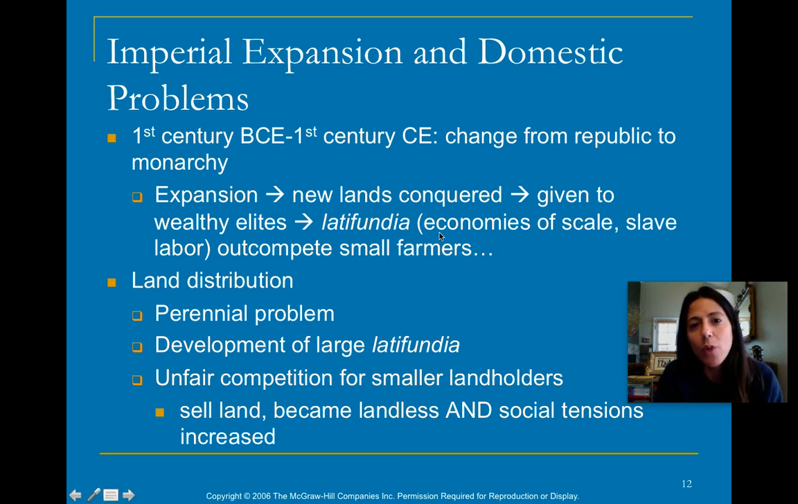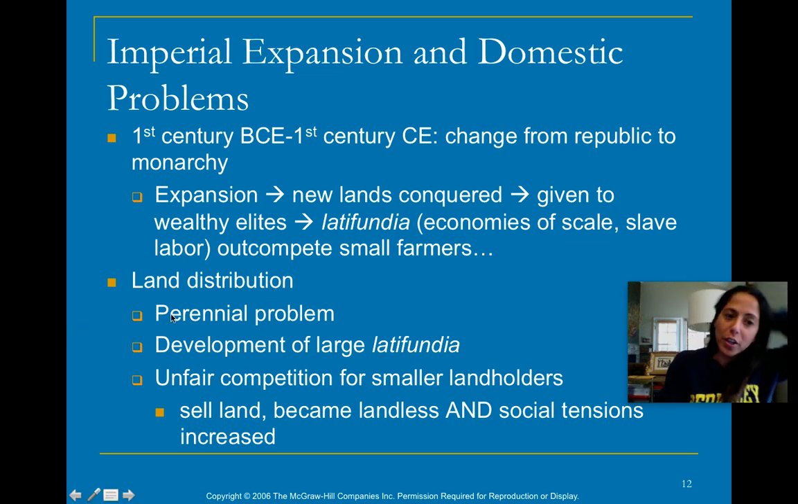So also the latifundia employed slave labor, which obviously they don't have to pay, so it's going to make it easier for them to produce. Let's pretend it's carrots, just to give you an example. So they're going to outcompete these small farmers. This is going to lead to land distribution problems, just like we've seen in other chapters, where some people have land and other people don't.